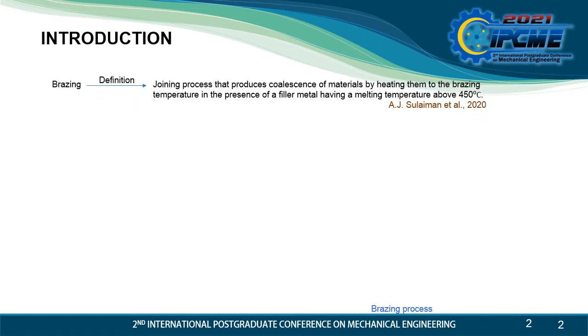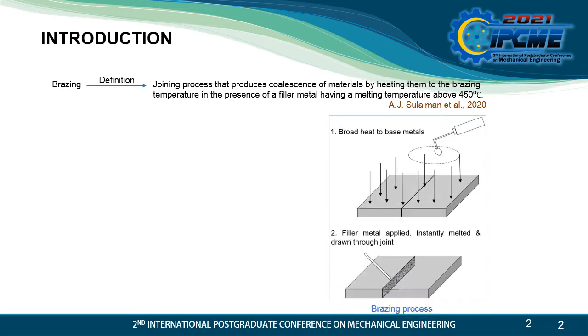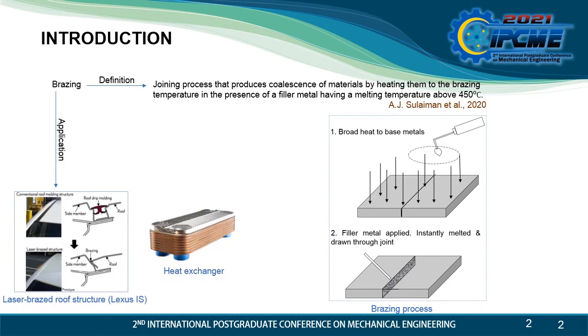Brazing is the joining process that produces coalescence of materials by heating them to the brazing temperature in the presence of filler metal. In the simplest way, brazing is the joining process involving two materials that have been joined together using filler metal. This is the general process of brazing, where heat is applied to the base metal and it will instantly melt the filler metal, which is drawn to the joint. Brazing is frequently used in automotive, heat exchanger, biomedical, and many more.